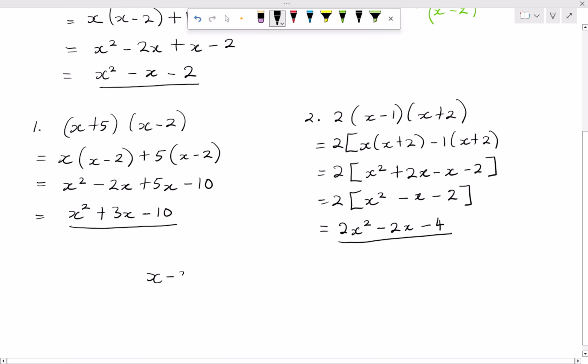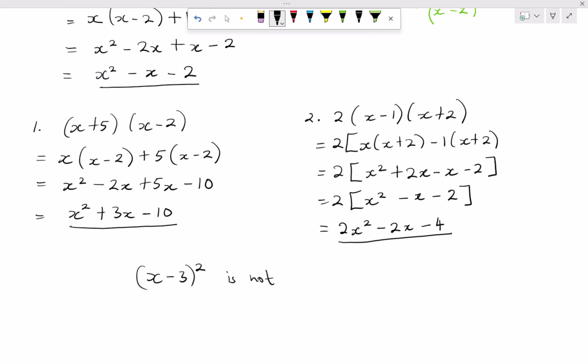Okay, if we have an expression such as x minus 3 squared, the answer to this expression is not x squared minus 9 or x squared plus 9. We're simply not going to say x times x to get x squared and then minus 3 times minus 3 to get 9. Okay, that is not how we deal with it.